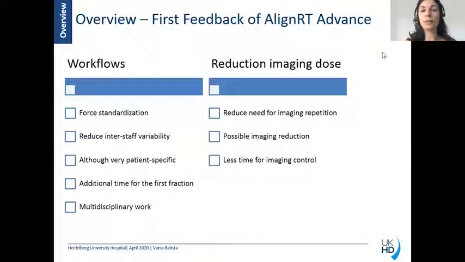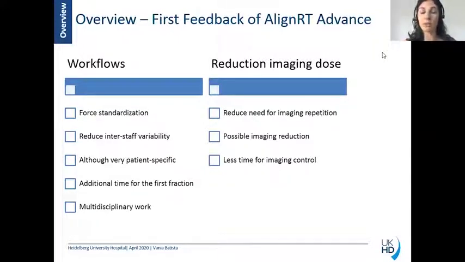Something that we detected after the first patients using Align RT Advanced is that we reduce the need for imaging repetition. That means that we position the patients using Align RT, and after the first Cone Beam CT, only small translational variations are still necessary, but you don't need to adjust the patient so much that you need to perform a second Cone Beam CT to confirm the position of the patient. It's also possible to reduce the imaging along the treatment course.